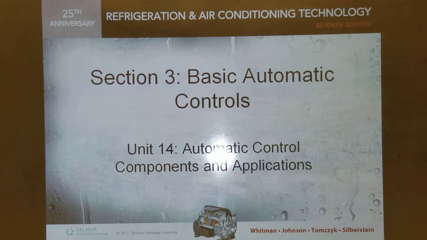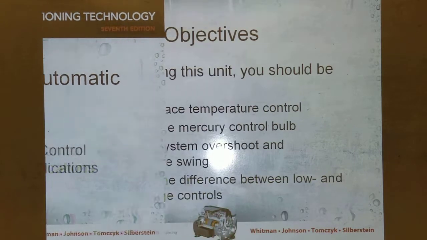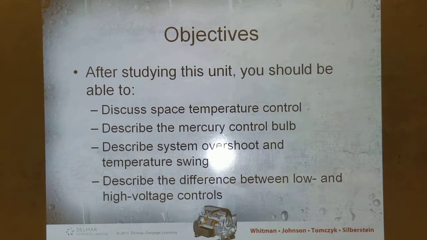Section 3, basic automatic controls. Rule 14, automatic control components and applications. Objectives: after studying this unit, you should be able to discuss base temperature control, describe the mercury control bowl, describe system overshoot and temperature swing, and describe the difference between low and high voltage controls.